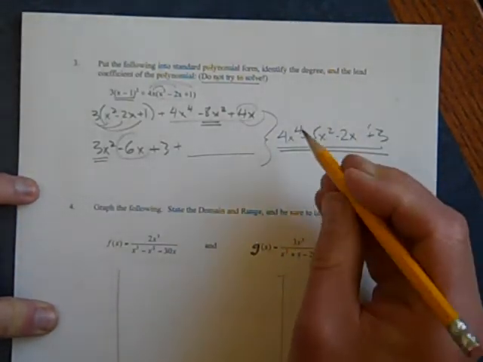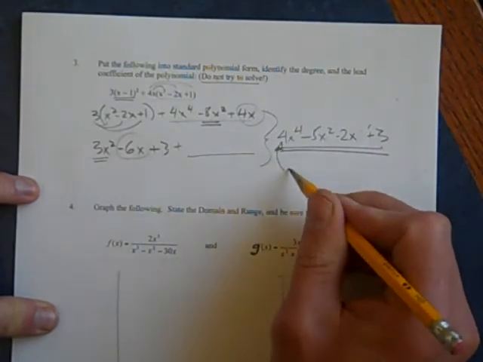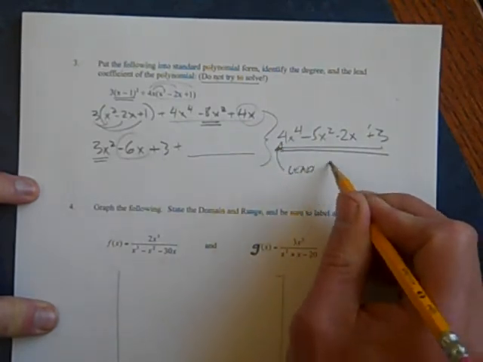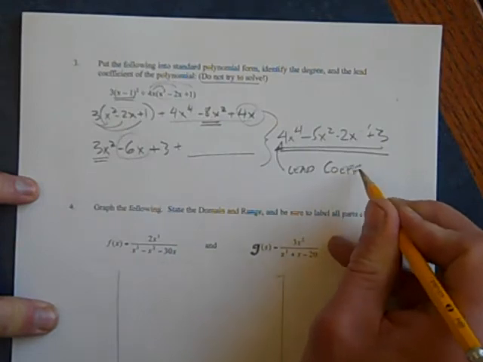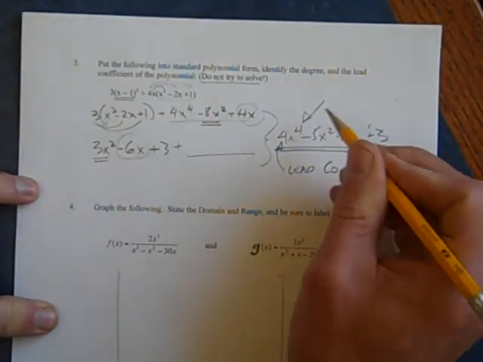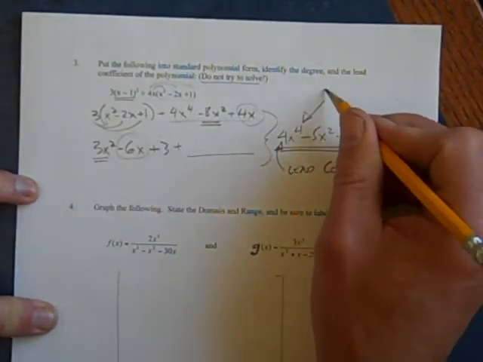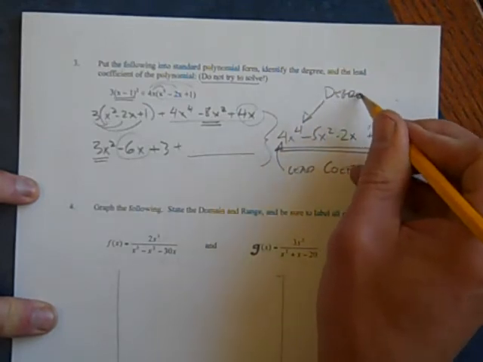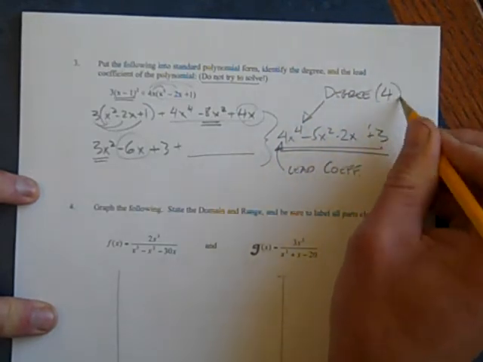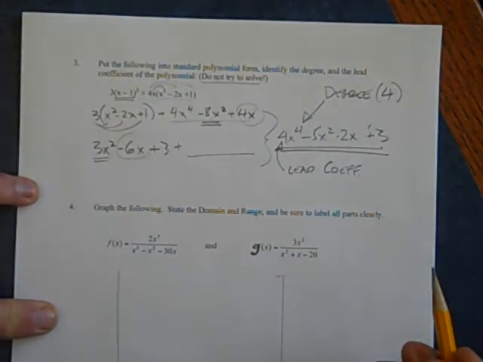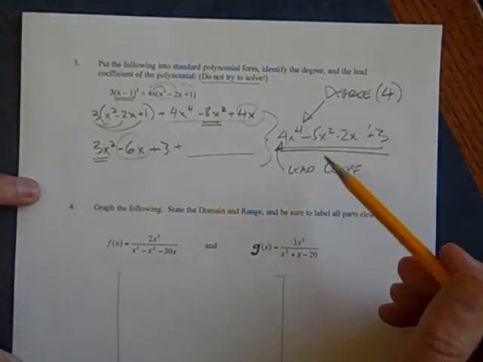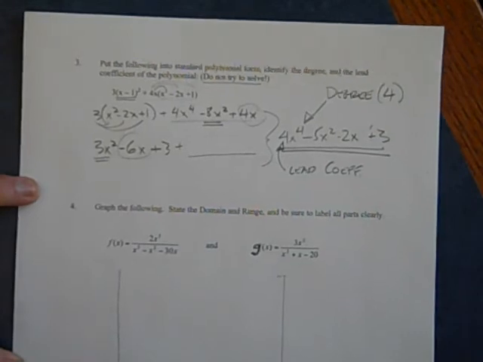The lead coefficient, that is what's called the lead coefficient, and that is the degree. A bit confusing to have them both before. On a test I would try to be a little bit better about that. That's not very good, but they both happen to be 4. Alright, so that one is done.